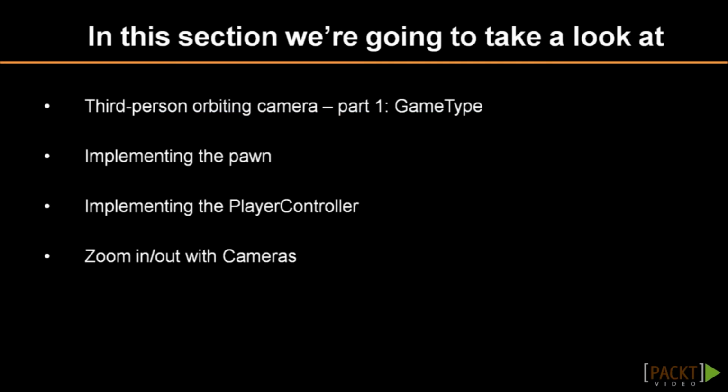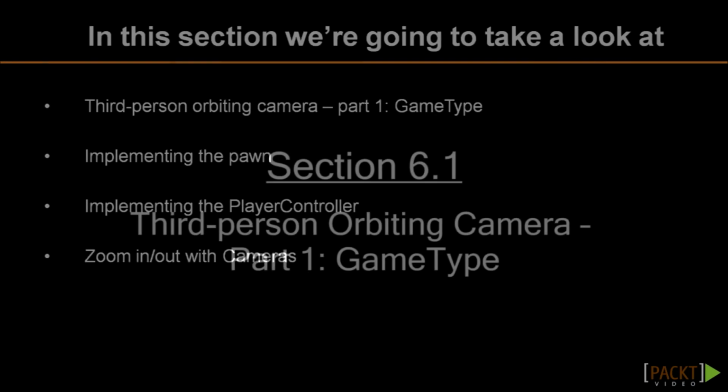In this section, we're going to take a look at how to create a custom game type, how to implement our pawn class, how to create our player controller, and finally adding in the camera zoom in and out functionality. So with that, let's get started.